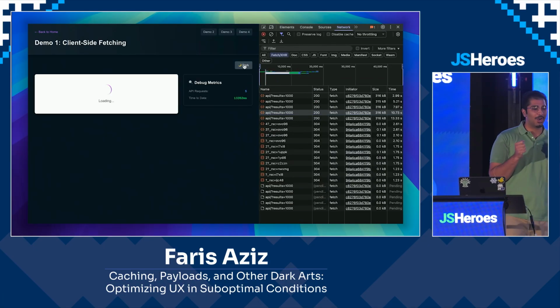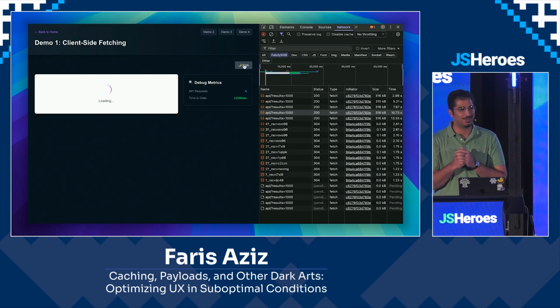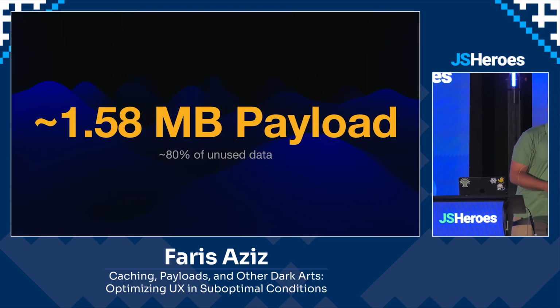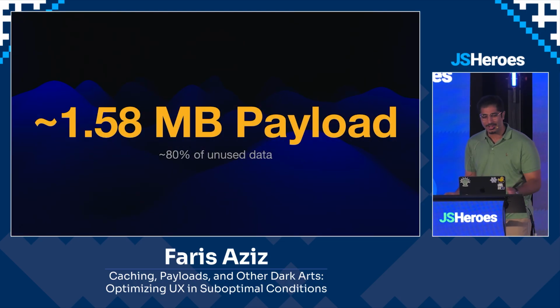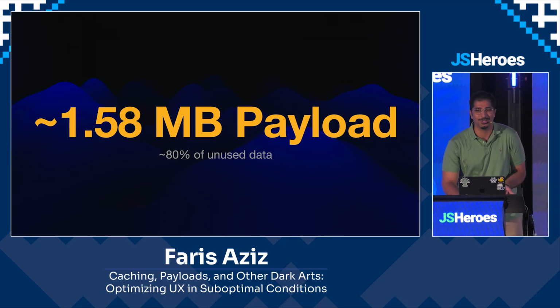And then let's say I switch to dark mode and the journey starts all over again, because he loves stuffing dark modes into our context providers. If you're good at math, which I am not, you will have seen that that's an accumulated 1.58 megabyte payload, and 80% of the data is just not used.